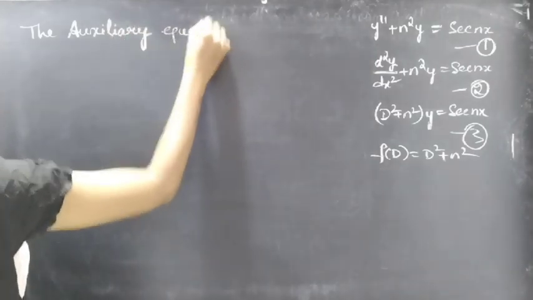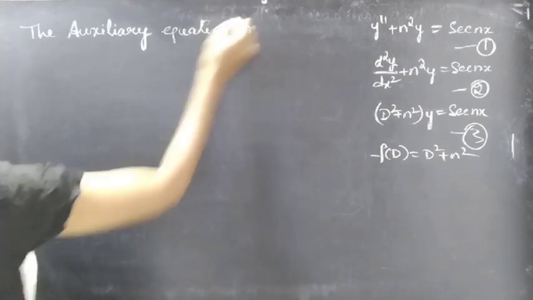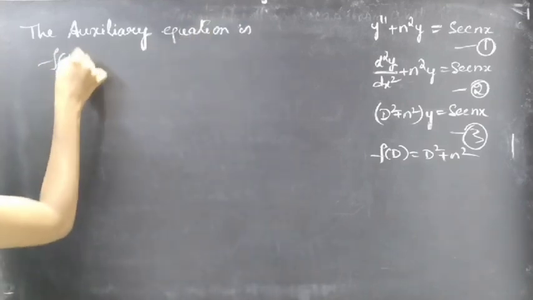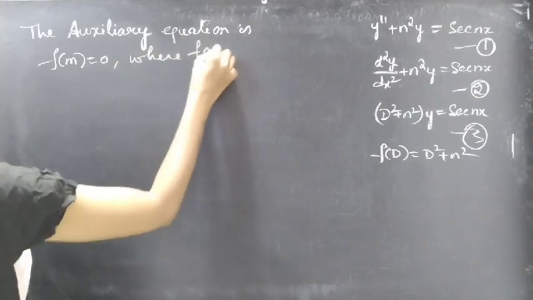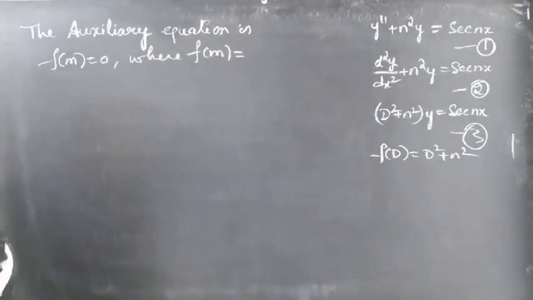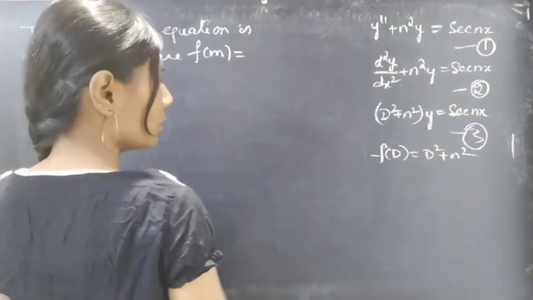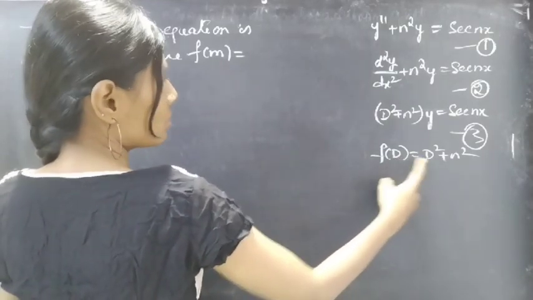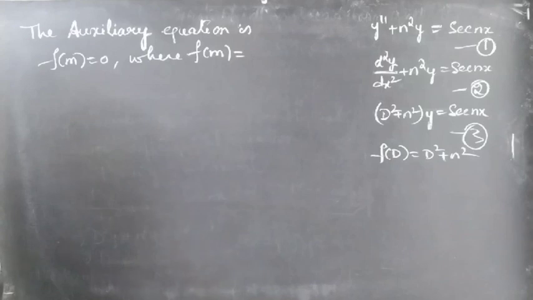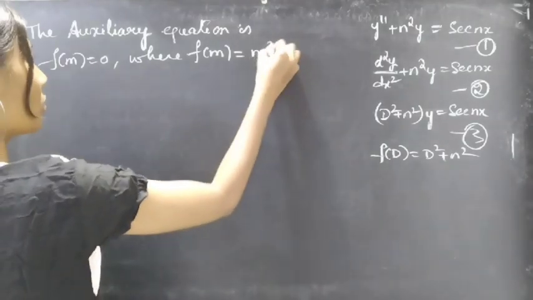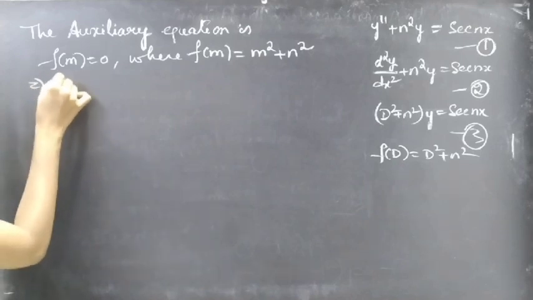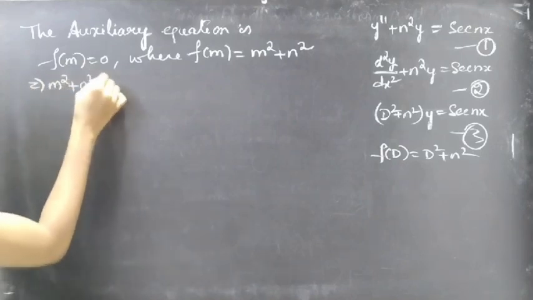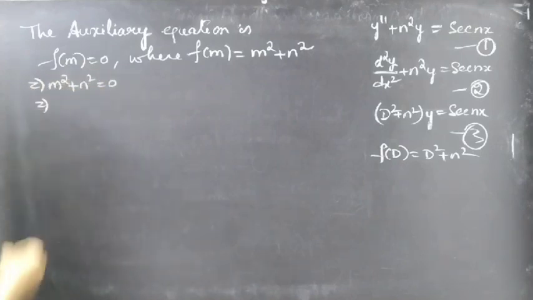The auxiliary equation is f of m equal to 0, where we have f of d equal to d square plus n square, right? Just replace the differential operator d by m, so that we'll get f of m equal to m square plus n square. Then the auxiliary equation becomes m square plus n square equals 0. Now we need to find the roots of this equation.